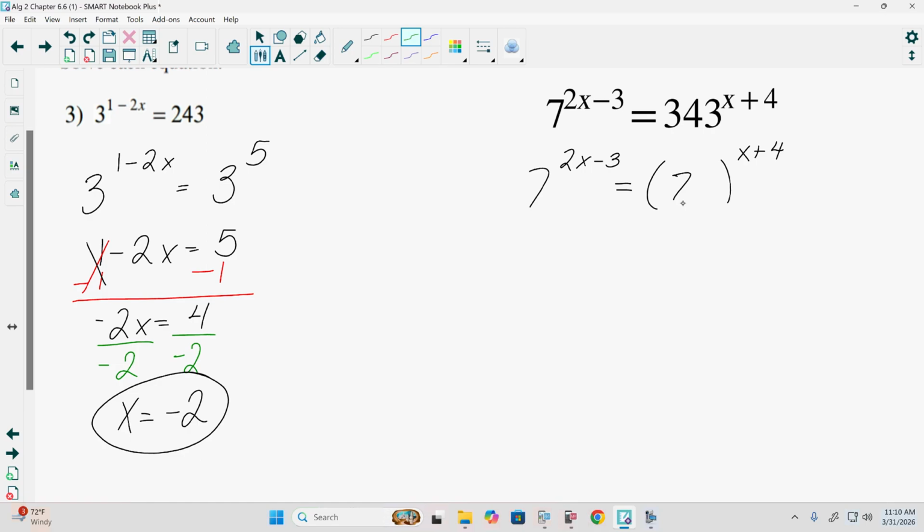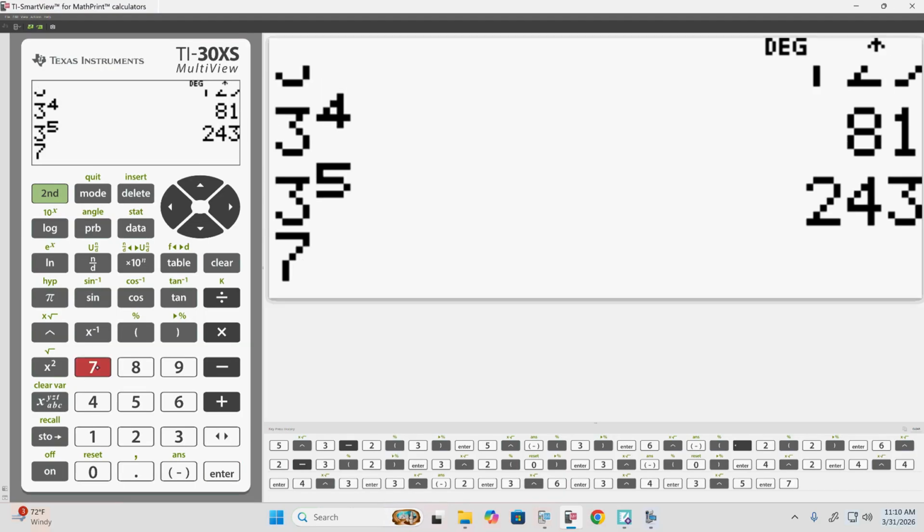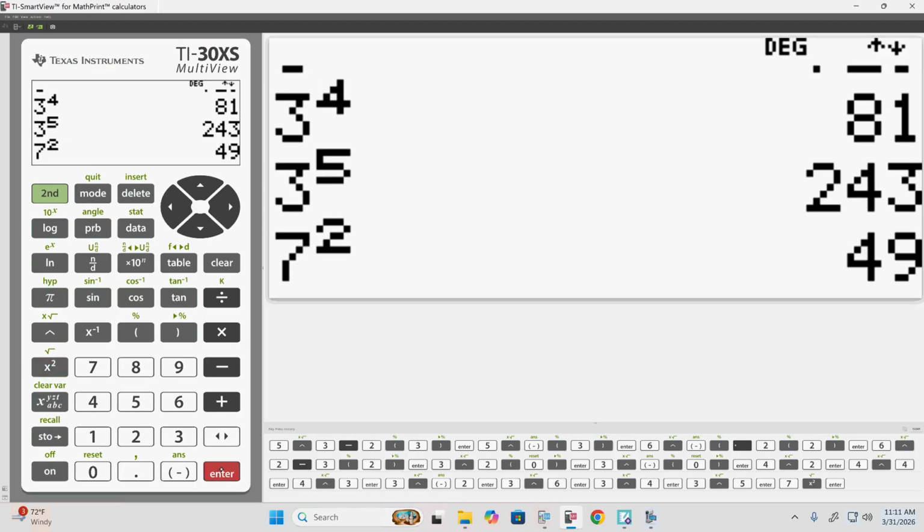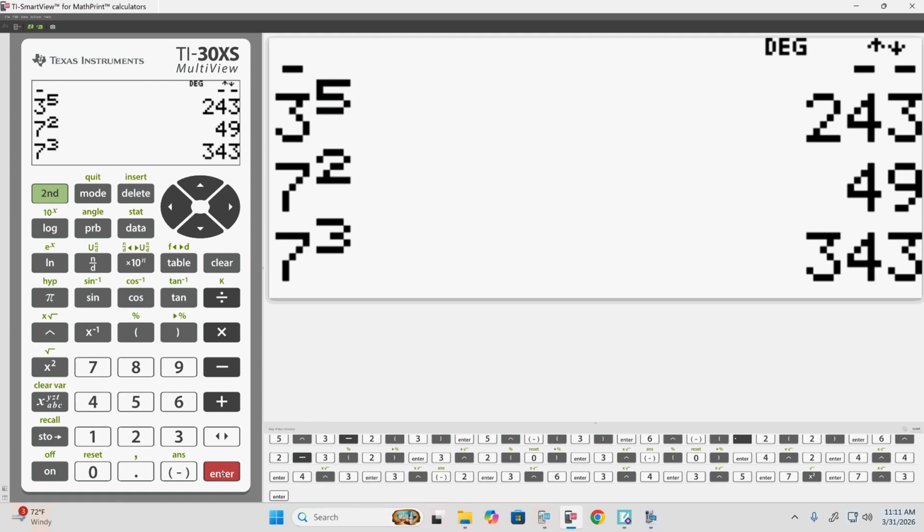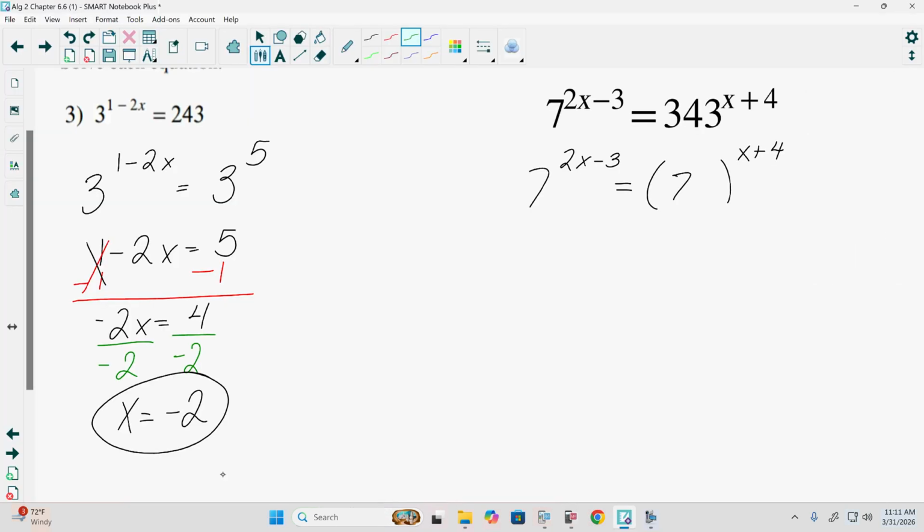7 to the 2x minus 3 is equal to 343 to the x plus 4. If we're going to be able to use the one-to-one property, get these bases to be the same, 343 has to be able to be rewritten as 7 to a power. Otherwise, this doesn't work. So we can try 7 squared. 7 cubed is what we want. If 7 cubed didn't work, I would go to 7 to the 4th, 7 to the 5th. Keep increasing that exponent until we pass it up.